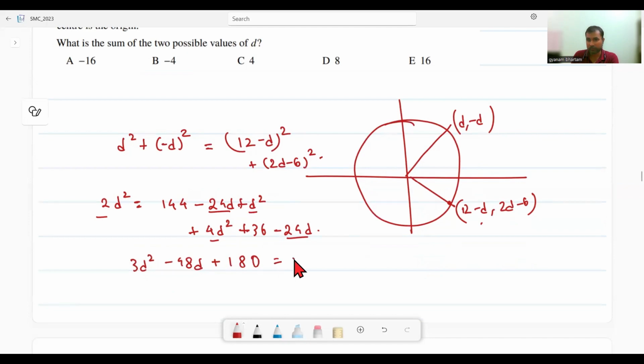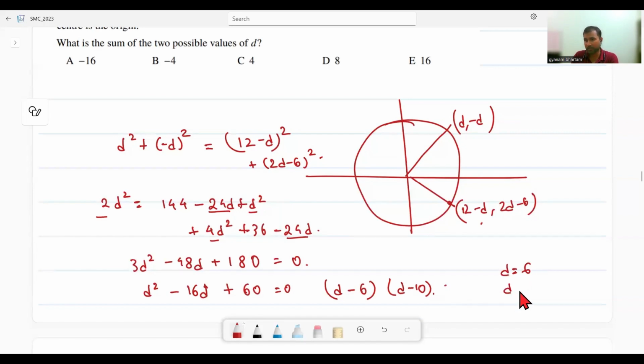If you divide by 3, we have d square minus 16d plus 60. So this is going to give me (d minus 6) into (d minus 10). So d must be 6 and d must be 10. Okay. So the sum of all the possible values is going to be 16.